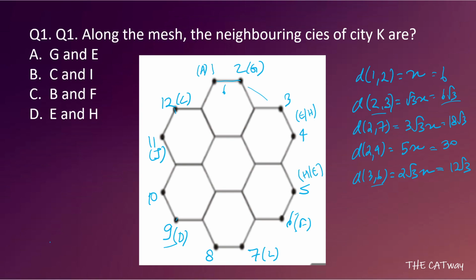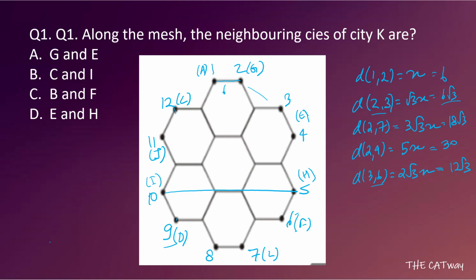Now let's see what has been given. We have been given that the distance between I and H is 30. If H were at 4, then 30 would be a possible distance for 11 and 4. But 11 is already occupied by J, so I cannot come here. If H is at 5, then I could have come at 10. It is possible for I to come at 10, so we can give I to 10, and then we can determine that H is going to be at 5 and E is going to be at 4. Now only 3 and 8 are left.